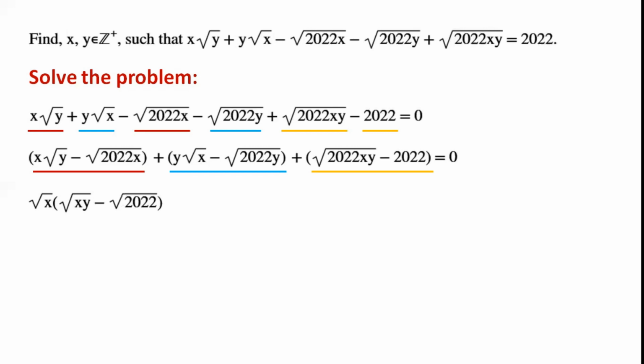The two terms in the first group have a common factor, √x, so we can write √x times (√(xy) − √2022). Similarly, the two terms in the next group have a common factor, √y, so we can now write √y times (√(xy) − √2022).